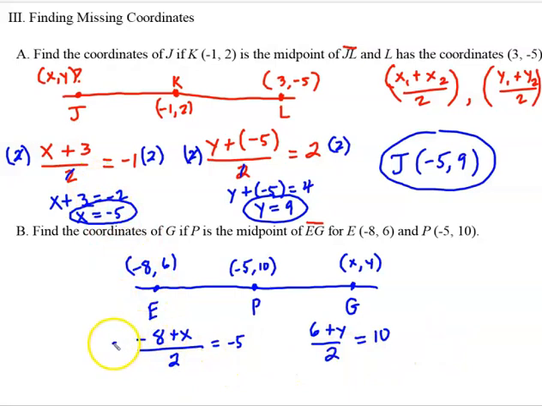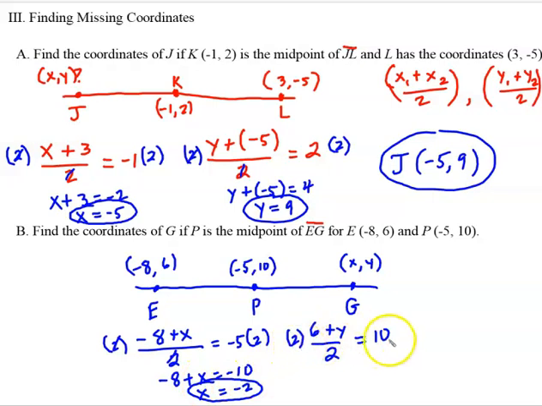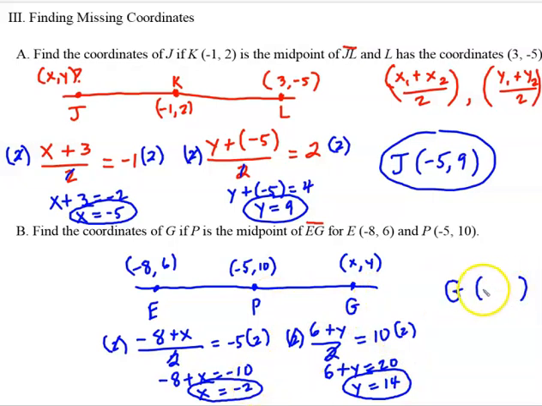So just like we did before, we're going to multiply by 2 on both sides. And -8 plus x is -10. And when I add 8 to both sides, -10 plus 8 is -2. All right, multiply by 2. 6 plus y is 20. Subtract 6 from both sides, and I get y is 14. So G has the coordinates -2, 14.